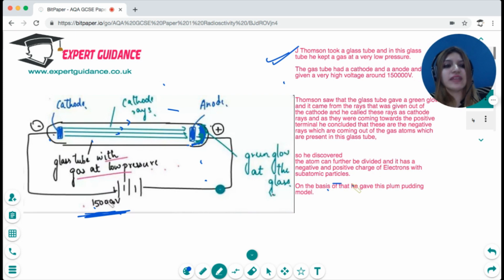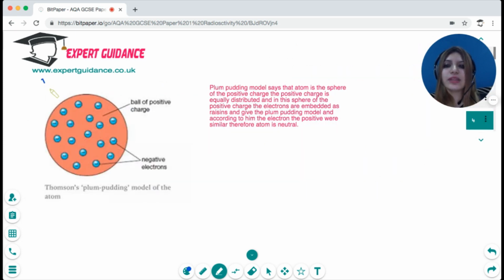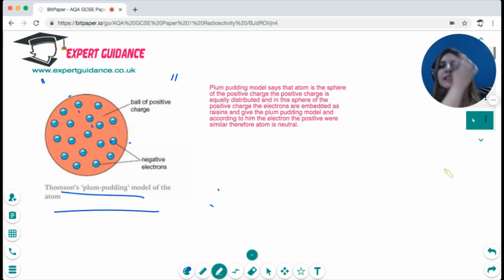So he gave the idea of the electron, and then he came up with the structure called the plum pudding model. What he said in the plum pudding model is that the atom is a sphere of positive charge, and inside this positive charge the electrons are embedded like plums in a pudding, and therefore he gave the plum pudding model. Now if this theory was true, then what we should have expected is that when we pass the alpha particle, which is the helium particle and is positively charged, through this sphere, it should have been deflected, as the atom has positive charge equally distributed throughout.